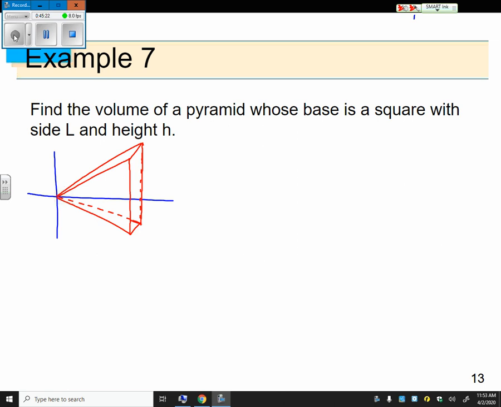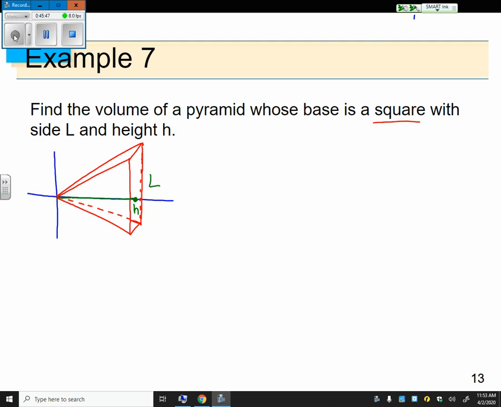Now, I did good other than the fact that the base is a square. All right? So you're just going to have to think three-dimensionally on this. It looks like a rectangle, but this base is going to be a square, and one side of it's going to be an L. And then the height of the pyramid coming all the way down to its base is going to be h units.